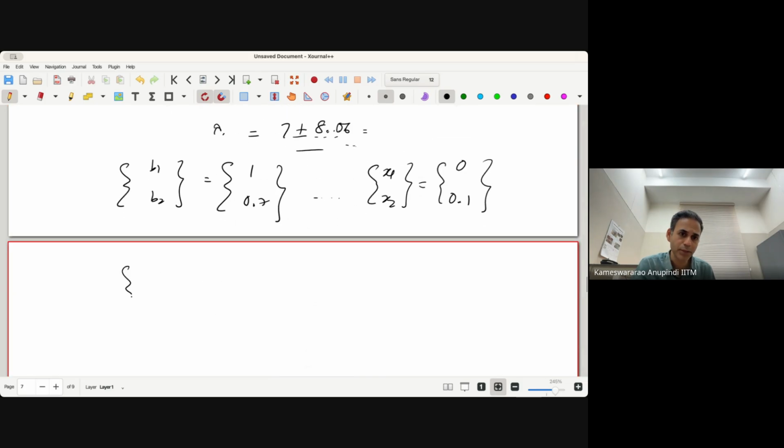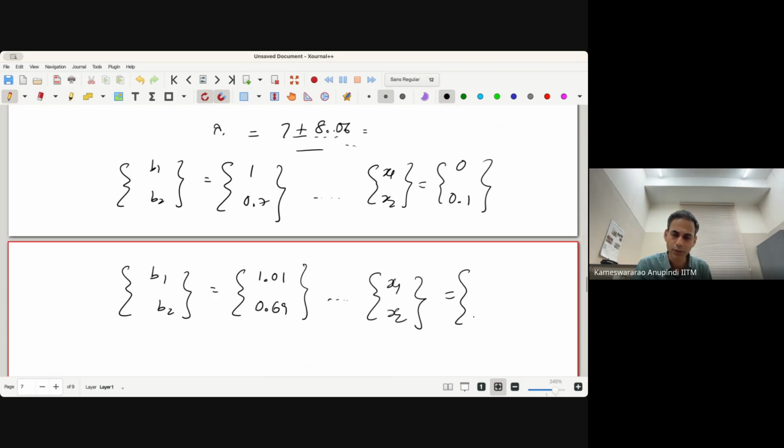Whereas now, if I perturb the system, instead of b1, b2 being 1 and 0.7, I perturb it slightly, like add 0.01 to the top. Let me make it 1.01. Reduce this by 0.01, that means let me make it 0.69. This is a very small change, which is representative of some error in the measurement or round off error and so on, which is very natural. Okay, so in this case we got 0 and 0.1.